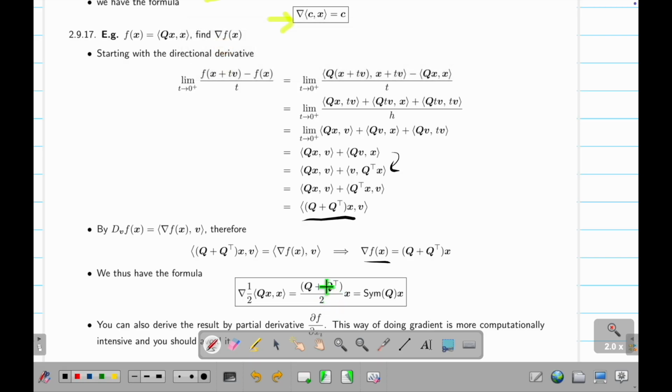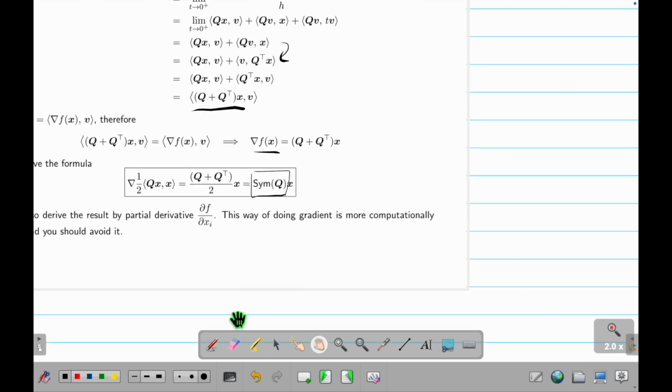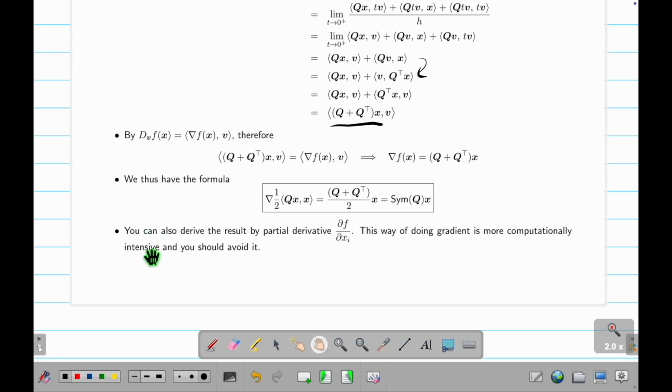Then you may ask why I do this, because this is also called the symmetric part of Q. That means you have a matrix Q, not necessarily symmetric. You want to make it symmetric, you just do this, the last bullet point I said. You can also derive the same result using the partial derivative.